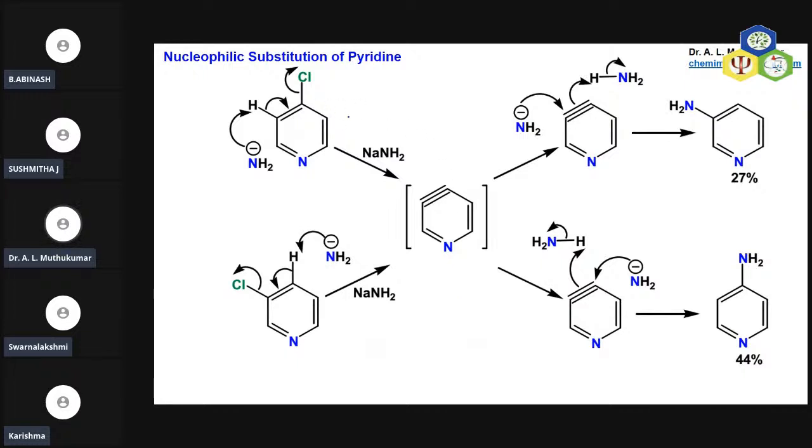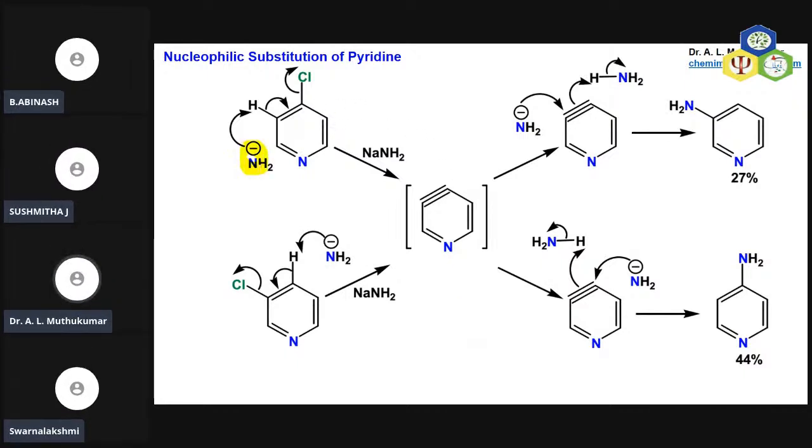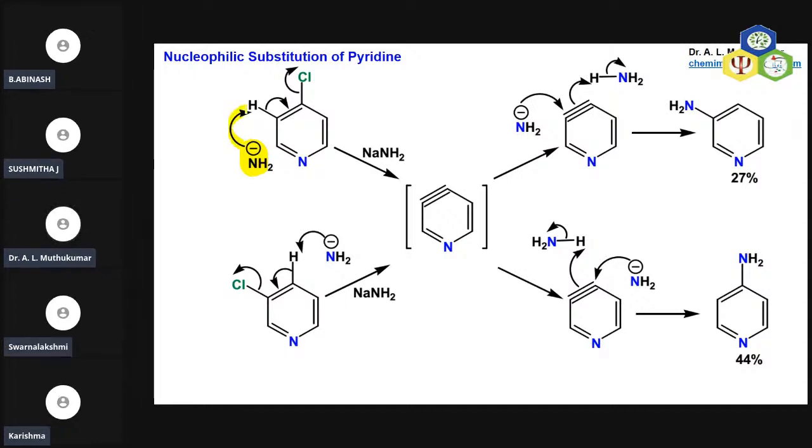Actually, this is the first step. You can check here. This amine takes this acidic hydrogen. It is like a benzyne type of mechanism taking place. What is happening? This amine takes this acidic hydrogen. As a result, the electrons will be shifting here.